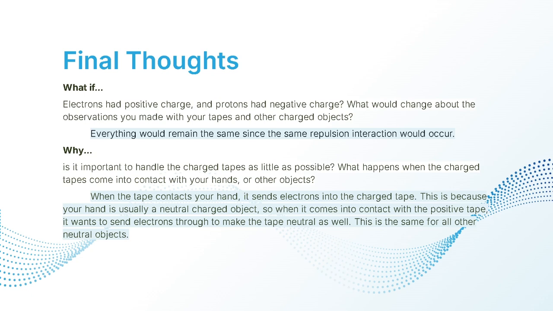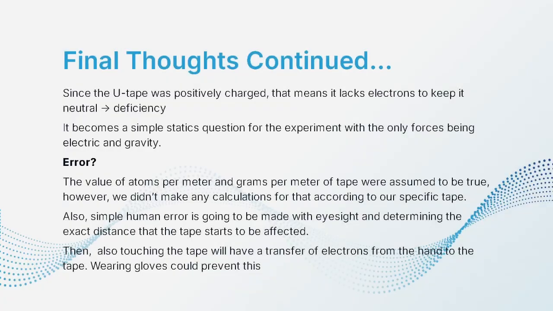Why is it important that we don't touch the tape? That is because our hand is a neutral object, so when we touch something that is a net positive, it's going to be sending in electrons to try and make that piece of tape also neutral. So over time, it would just make the tape neutral, no repulsion.